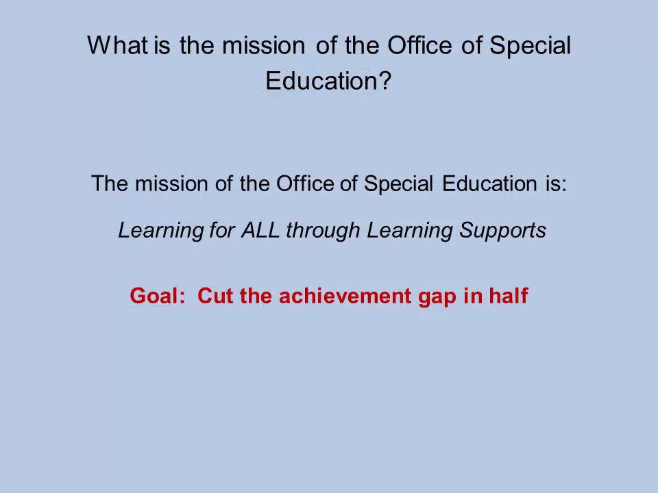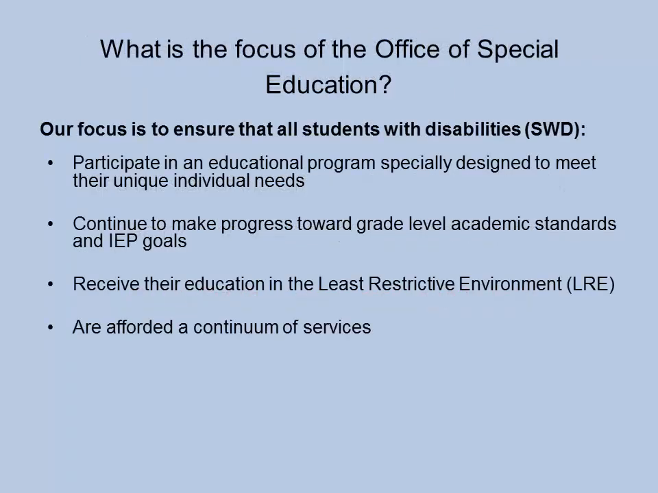At APS, we believe that all students can learn at high rates through learning supports with the goal of cutting the achievement gap in half. The focus of the Office of Special Education is to ensure that all students with disabilities are able to participate in an educational program specially designed to meet their unique individual needs, continue to make progress toward grade-level academic standards and IEP goals, receive their education in the least restrictive environment, or LRE, and are afforded a continuum of services.